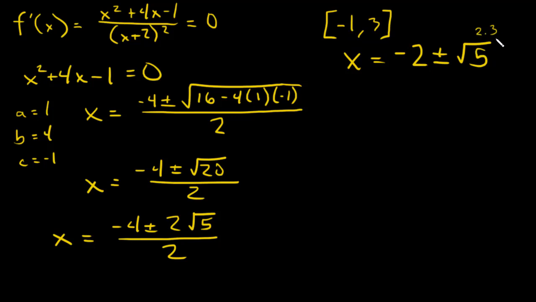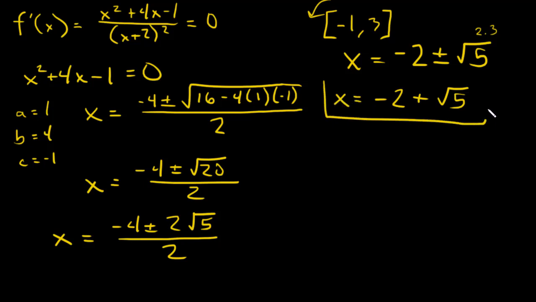But negative 2 minus 2 is going to be a negative 4 something, and that's going to fall outside of our interval. That would be over on this side of it. But negative 2 plus root 5 is going to give me about a positive 0.3, and positive 0.3 lies within this interval. So where is my horizontal slope? It is at x equals negative 2 plus root 5. And that is our solution.